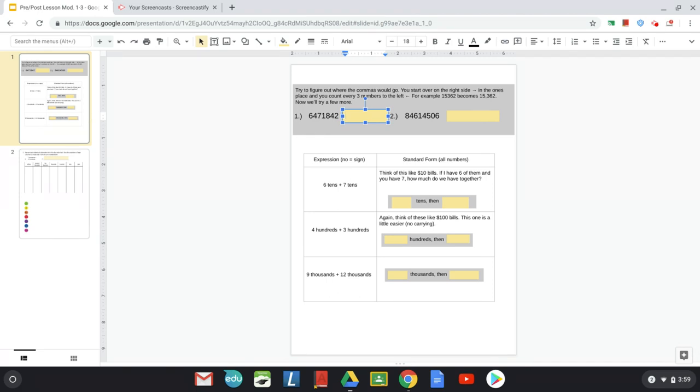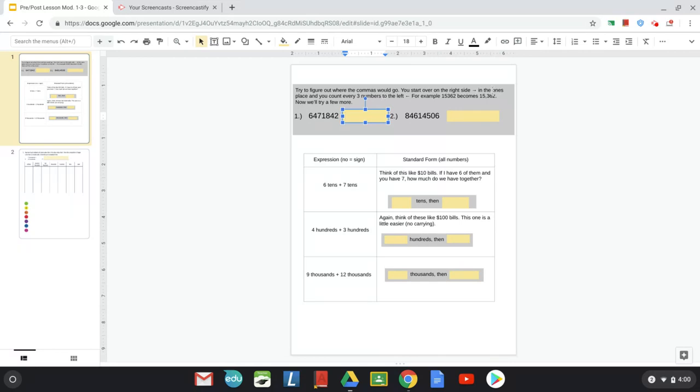We're going to be doing some basic things, some more tricky, complicated things, and then something similar to what you did yesterday. So, the first thing is just going to be where would the comma go in a number? And this is really just going to involve counting to three. I put some directions here to try to figure out where the commas would go. You start over on the right side.